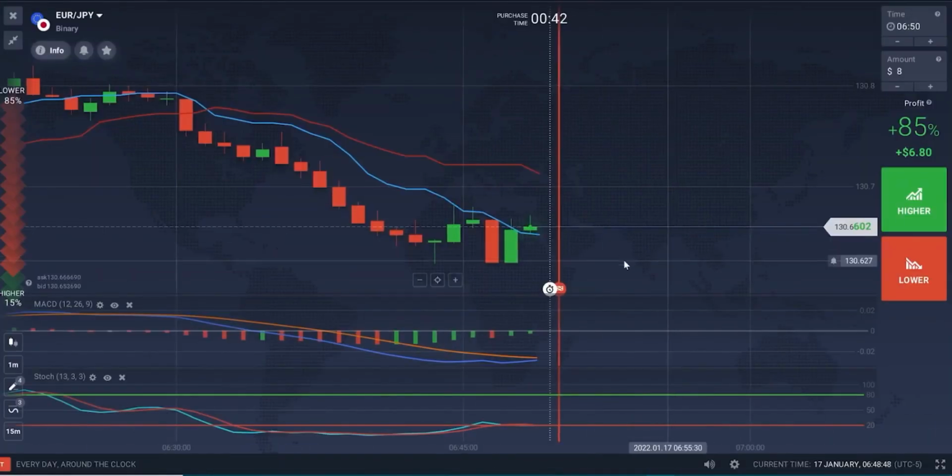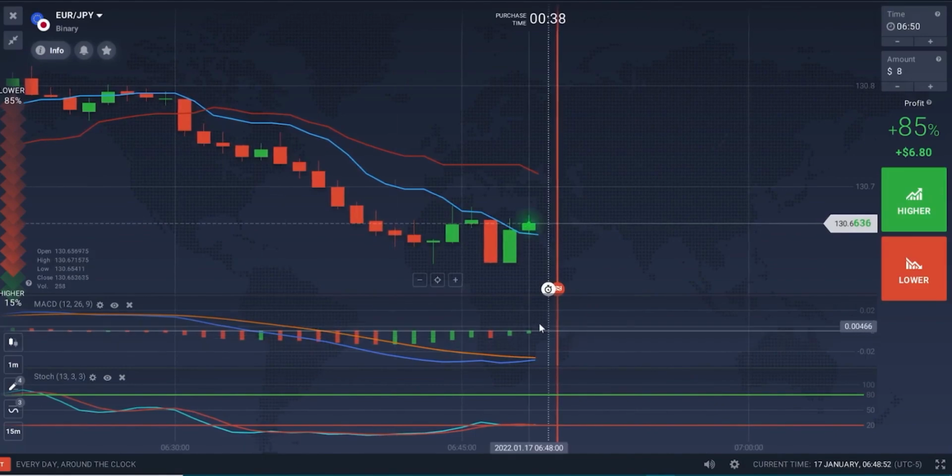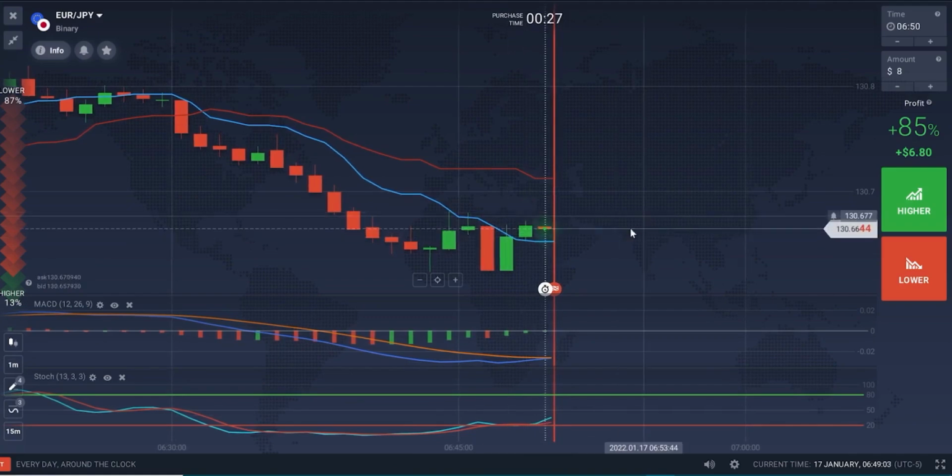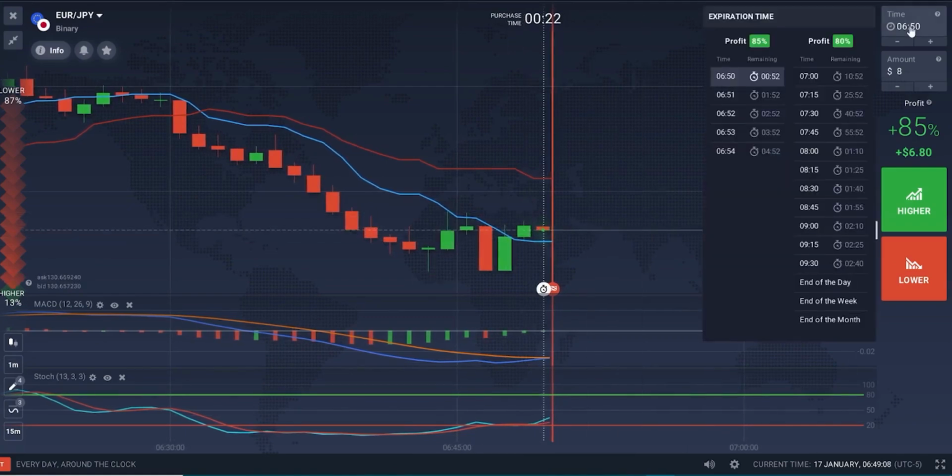Here we have a nearly perfect setup forming. We can see the rhythm of the histogram is relatively acceptable. The stochastic breakout is almost complete here. The MACD is on the verge of breaking out. Additionally, the candles have successfully crossed above our Tenkan-sen line. This is a good opportunity to enter a 1 or 2 minute trade.